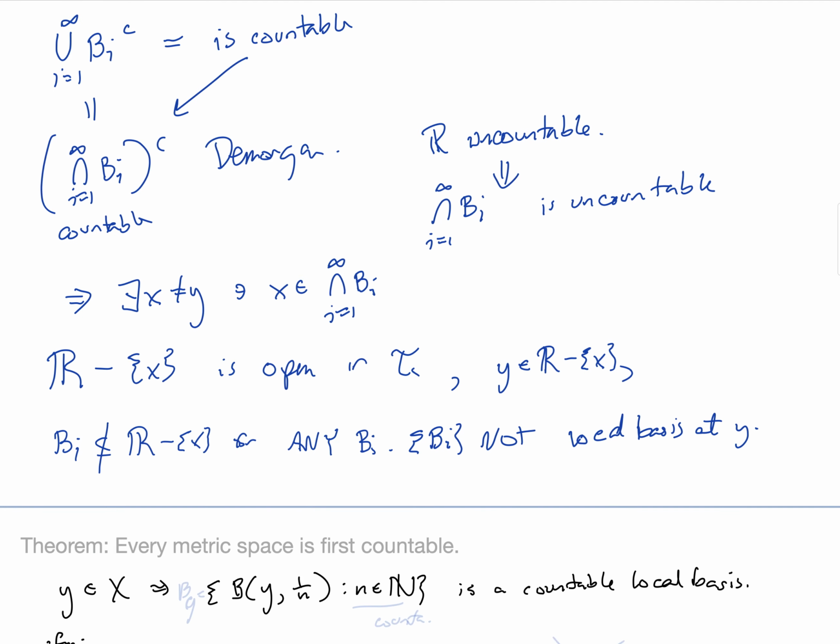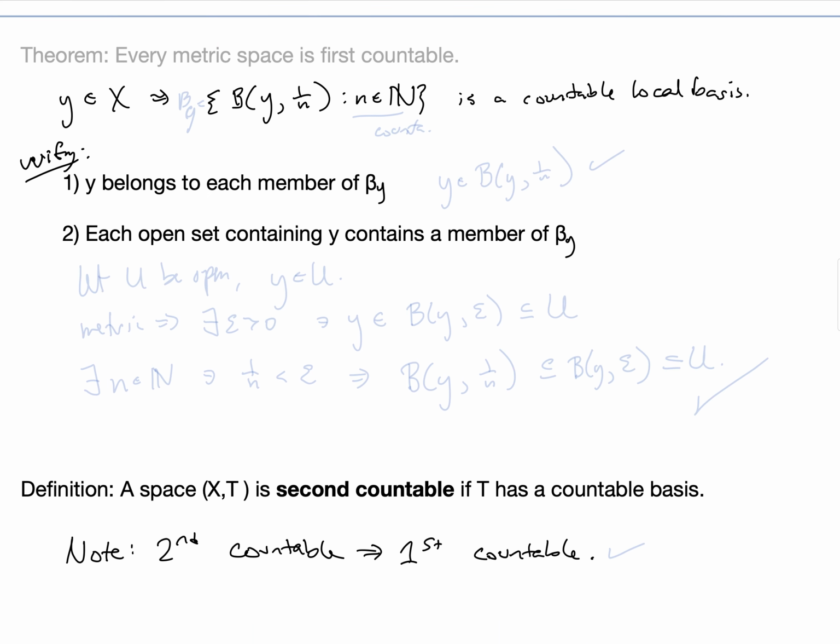As one more class of examples with first countability, every metric space is first countable, has a countable local basis. Let's verify that. So let's let y be an element of x, where x is some metric space, which again implies that it's also a topological space. Then the balls centered at y of radius 1 over n, for n an element of the natural numbers, is a countable local basis. So clearly this is a countable set, and we need to verify that it's also a local basis, that y belongs to each member of b sub y. So this is our b sub y. So is that the case?